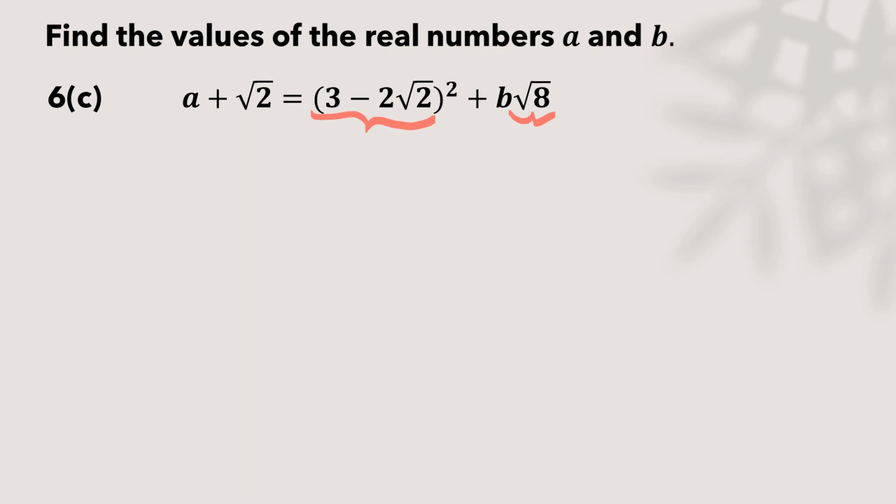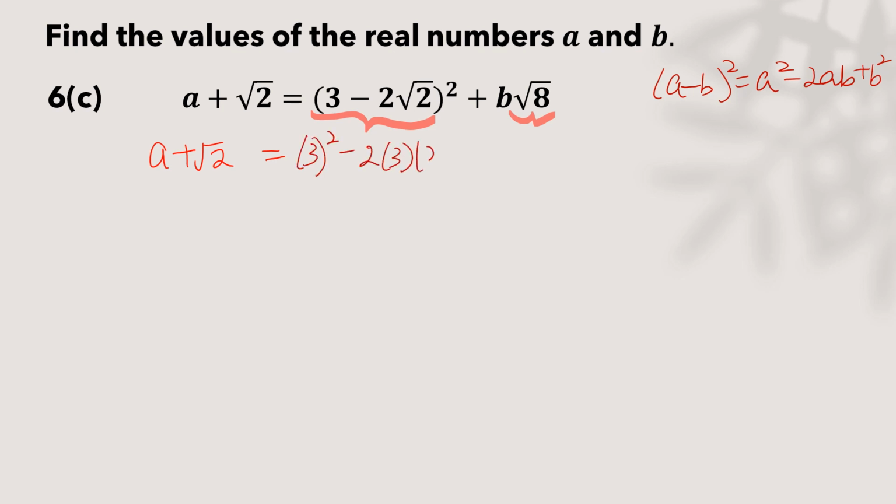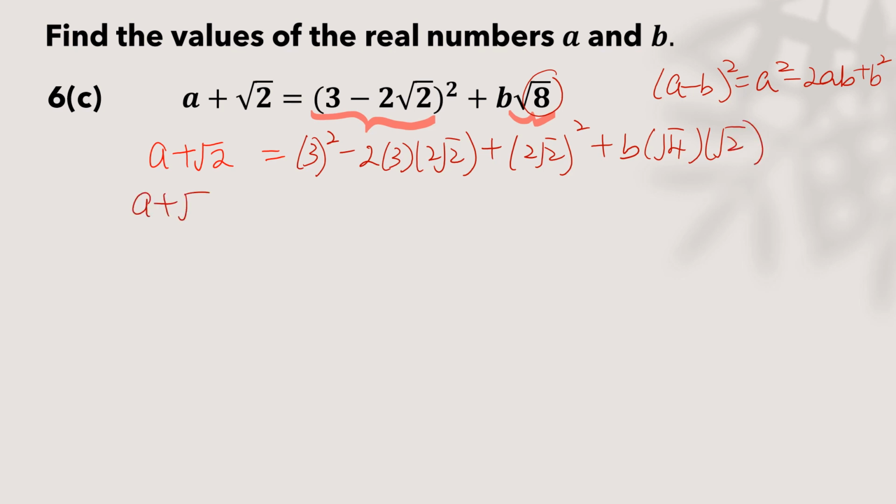Alright, so first thing first is to use our algebraic identities, which is this one here. I'm sorry, it's a minus b. Alright, to expand this, that will give us minus 2 times 3 times 2 square root 2 plus (2 square root 2) squared. And this we can simplify to be square root 4 times square root 2, right? So let's continue to simplify further.